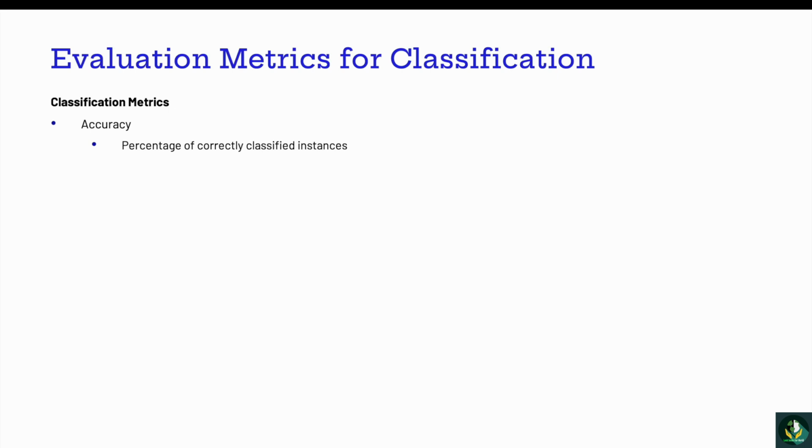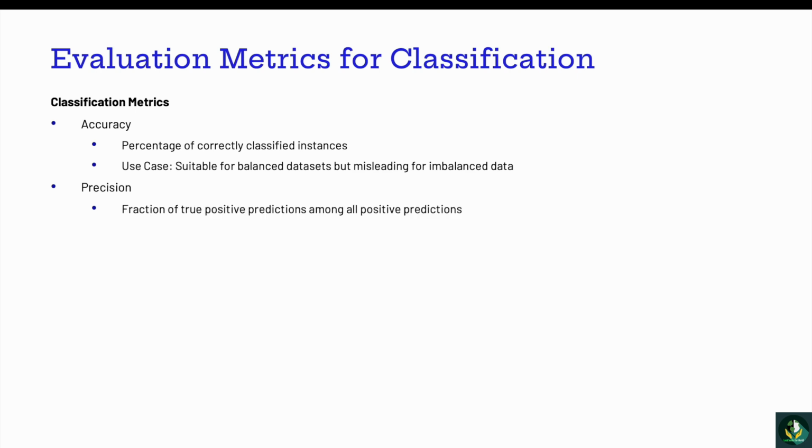As we mentioned earlier, accuracy is calculated as true positives plus true negatives divided by true positives plus true negatives plus false positives and false negatives. Use case for this is suitable for balanced data sets but misleading for imbalanced data. Next, we have precision, is the fraction of true positive predictions among all positive predictions. The usual formula for this is true positives divided by true positives plus false positives, and its use case is important when false positives are costly.